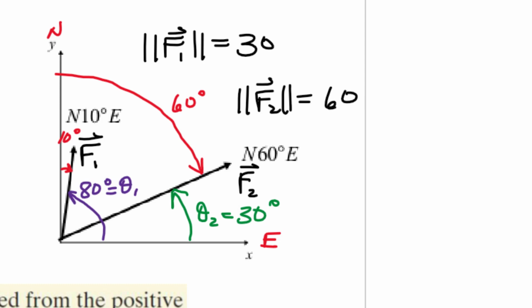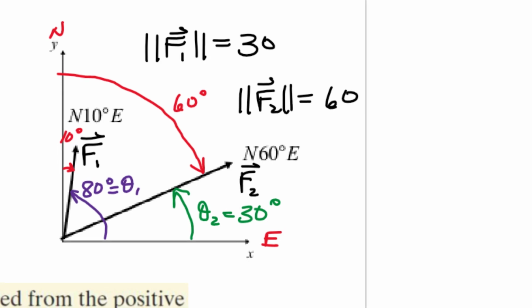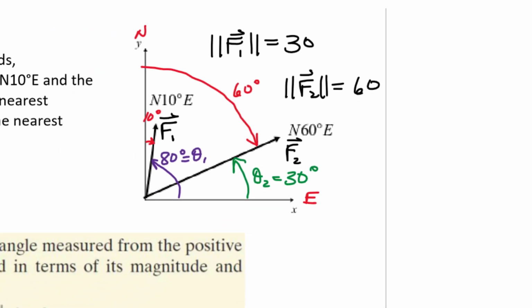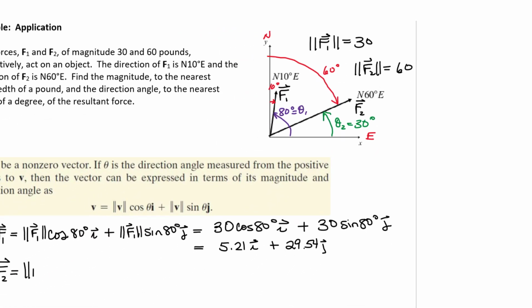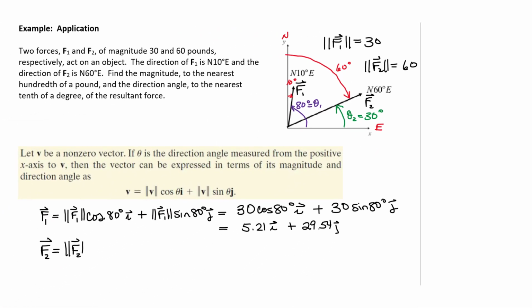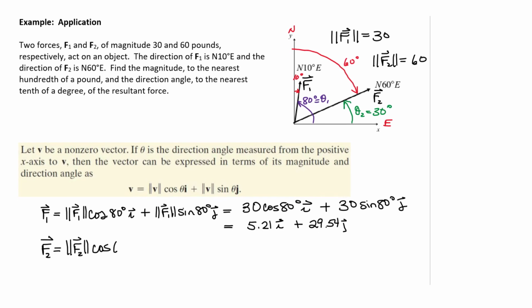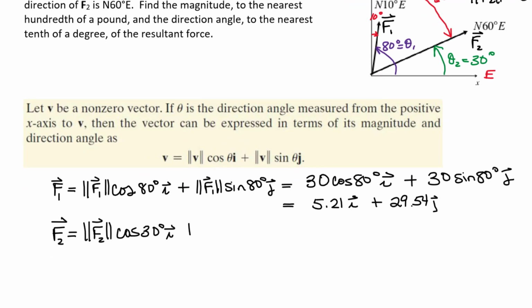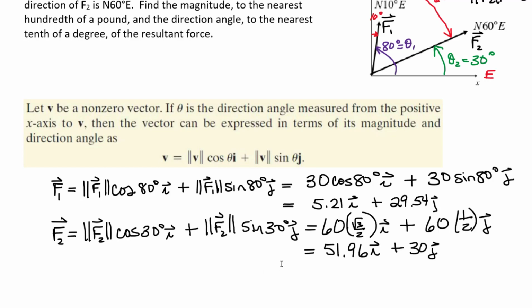So let's use this information to find an ij representation of the vector F2. We have to multiply the magnitude or norm of F2 times the cosine of 30 degrees times i plus the magnitude of F2 times the sine of 30 degrees times j. So that's about 51.96i plus 30j.